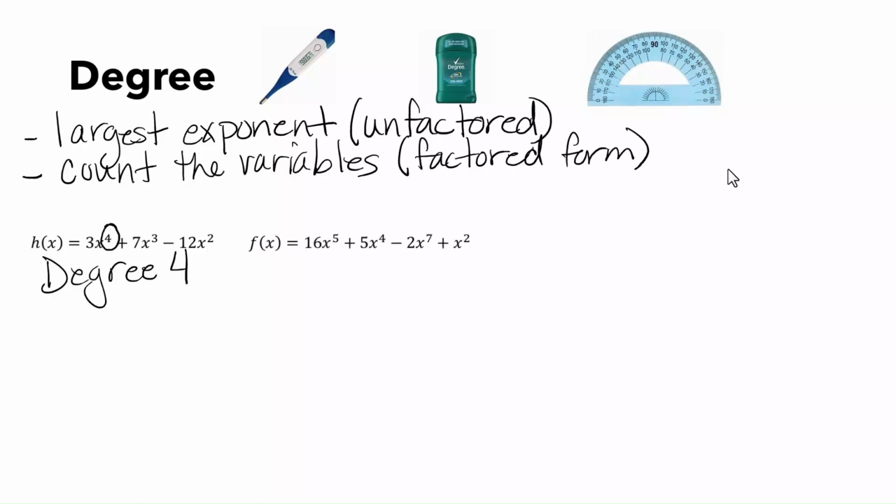Here's another function that is not factored. You have to look for the largest exponent. Were you thinking 5? Take a second look. They're trying to be tricky here. The term with the largest exponent may not always be in the front. In this case, this is the term with the largest exponent, which means this function is a degree 7.